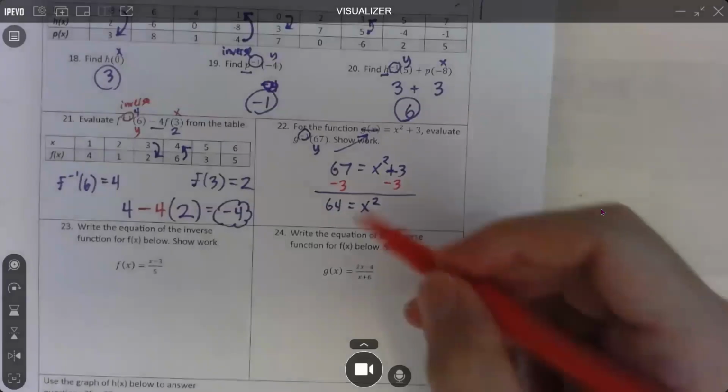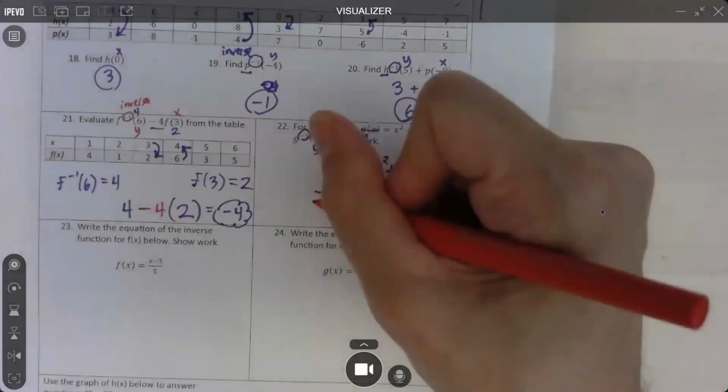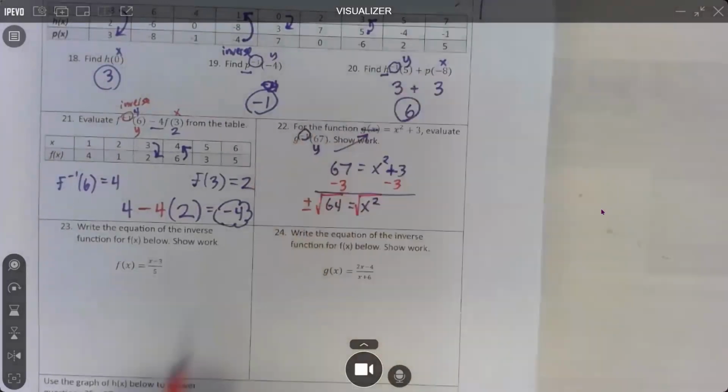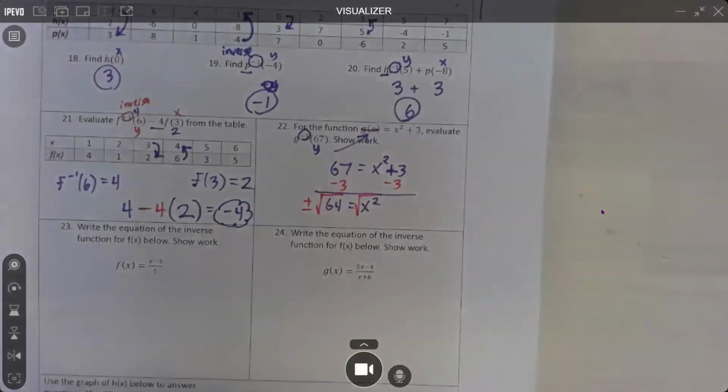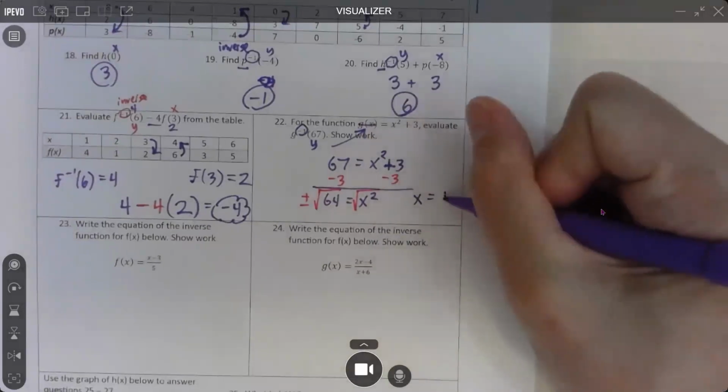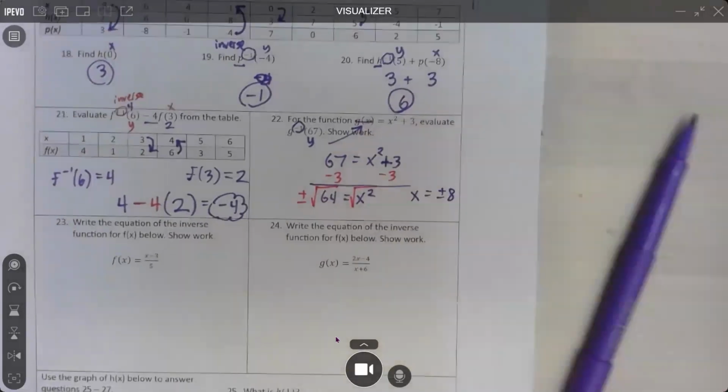To undo an x squared, we take the square root. But make sure you have a plus or minus. Always have a positive and negative square root. The square root of 64 is 8, so x is going to be plus or minus 8. Plug that in to verify your solutions.